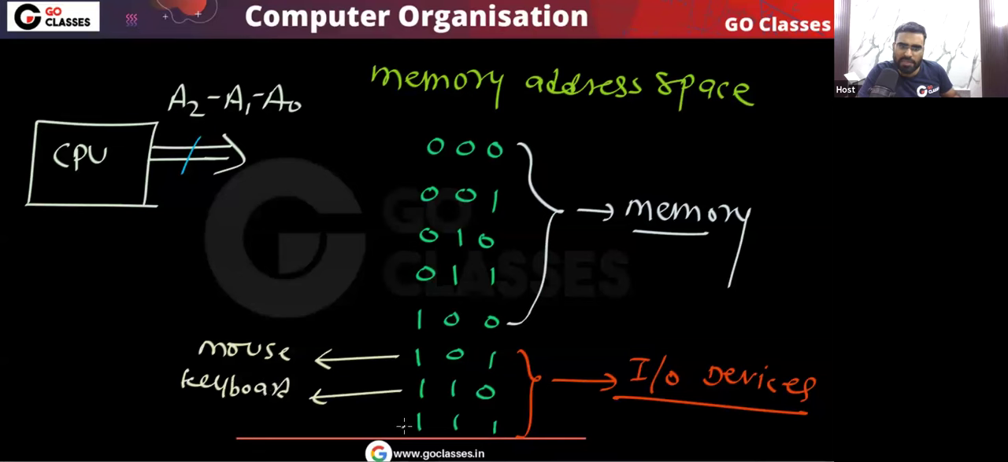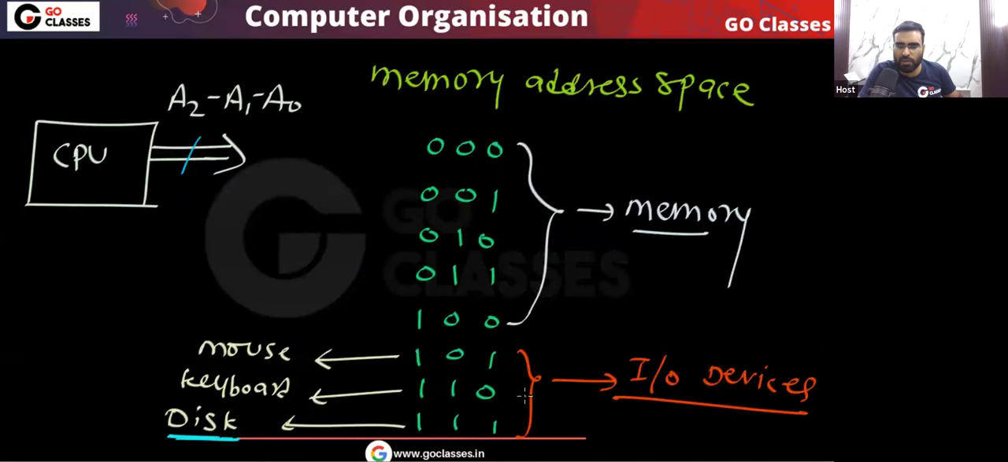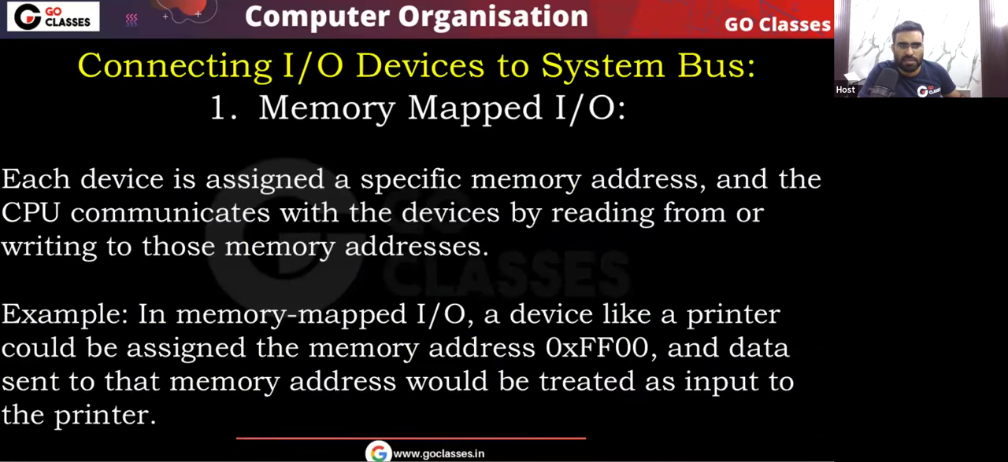And maybe this address we can give to the disk. So what is the address of the disk? If the CPU wants to access the disk, then the CPU will generate 111. And if the CPU wants to access the main memory, then the CPU will generate these addresses. Is this point clear? So the very simple point is that in memory mapped IO, we use the same address space for both memory and IO devices. Like this we can do.